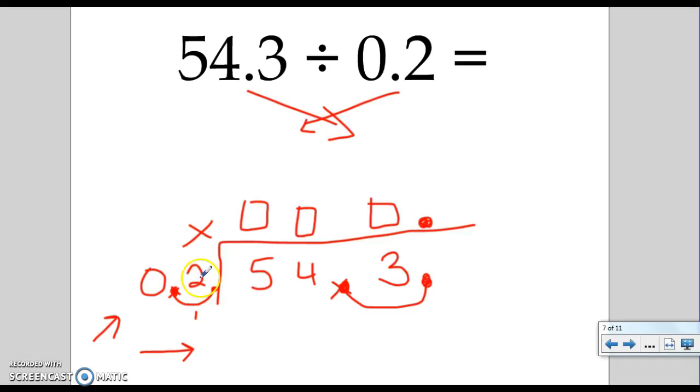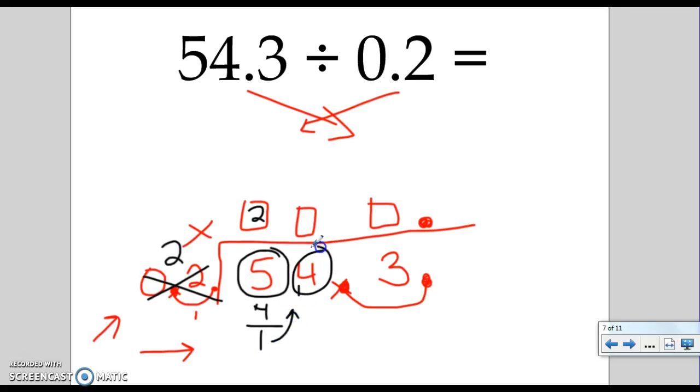This is no longer 2/10. We slid the decimal over to make it a whole number. It's now the whole number 2. So 2 times 2 gets me to 4, and I'm 1 away. Throw that 1 up here. 2 times 7 gets me closest to 14. It hits 14, 0 away. Throw that 0 here. I know 2 times 1 gets me closest. It gets me to 2, and I'm 1 away.